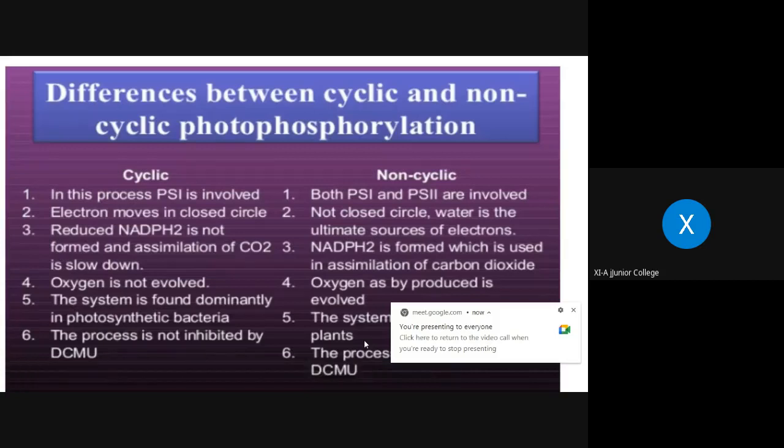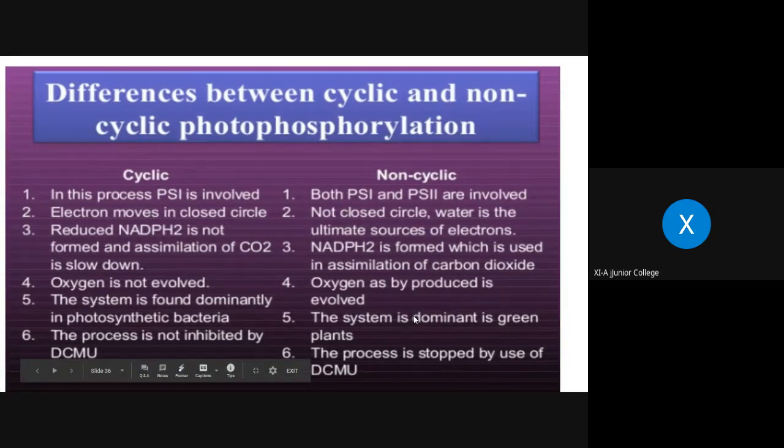The difference between cyclic and non-cyclic photophosphorylation, and then we'll talk about the next part, that is the light independent part. Cyclic and non-cyclic differences. First is what? Which pigment system is involved? Only PS1. Whereas non-cyclic photophosphorylation shows both pigment system 1 and pigment system 2.